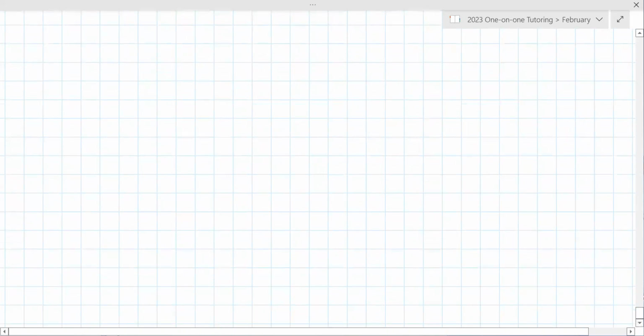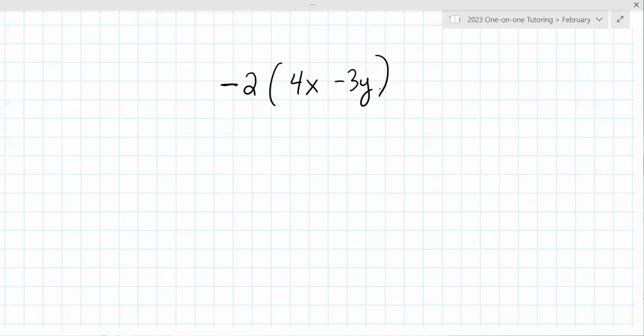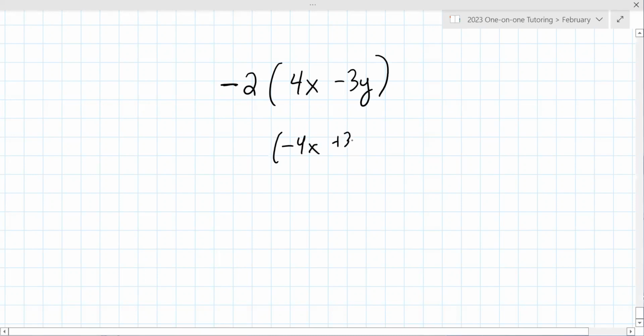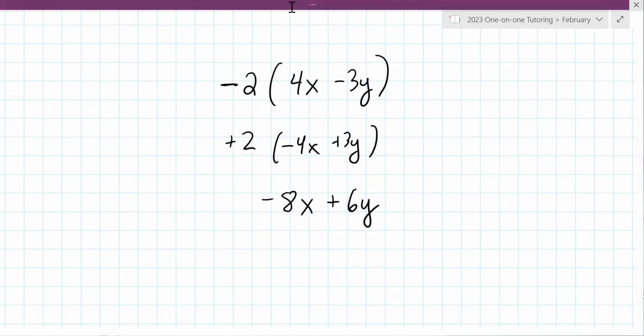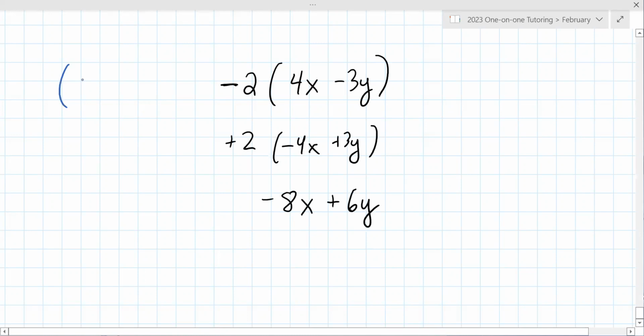We've built up to being able to do an actual problem, and I'm going to do it in pieces here. -2 times 4x minus 3y. I want you to simplify this for me. So it would be a negative 4x positive 3y, and then a positive 2, and then it would be negative 8x and plus 6y. Oh yeah, because that's a 3, not a 2. Oh no, wait, that's a 4.